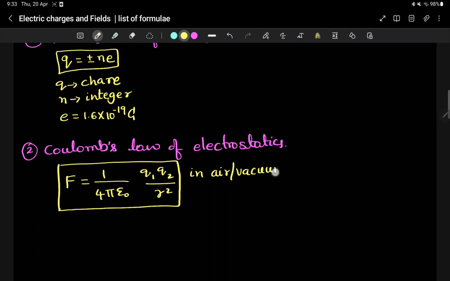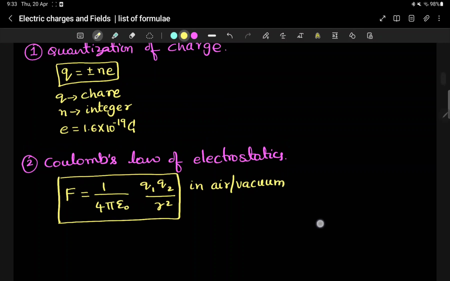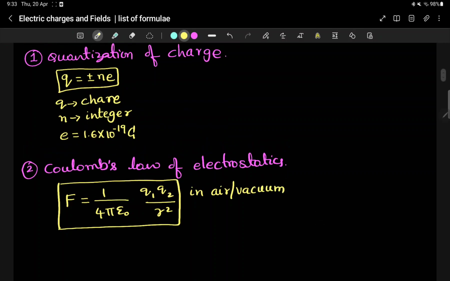See, you must have already completed this chapter. First be clear with the concept that you have already learnt in this chapter, so that you can understand this formula easily.